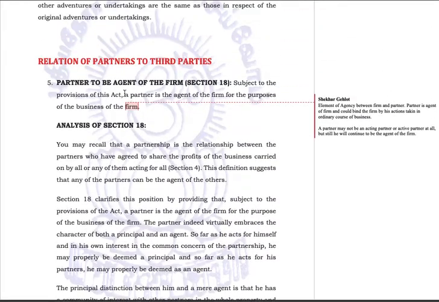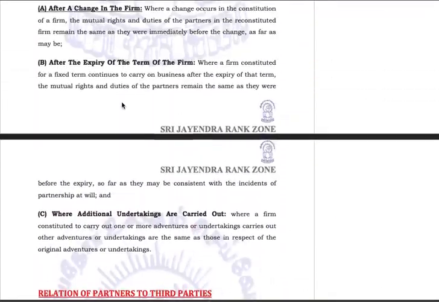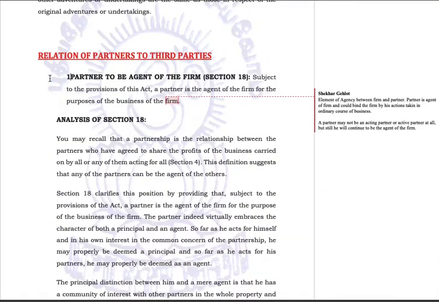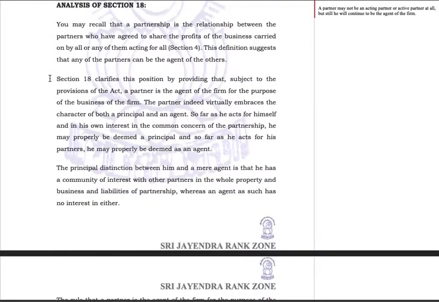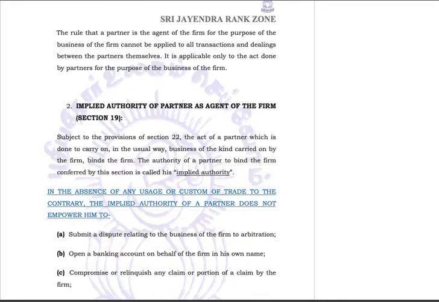Okay, so they are relations. We are now doing relations of the partners to third parties. Okay, what are the relations of partners to third parties? Partner to be an agent of the firm. Okay. Implied authority of a partner as agent of the firm.